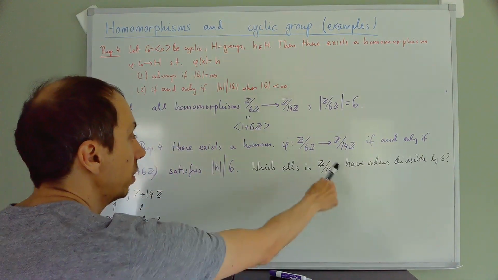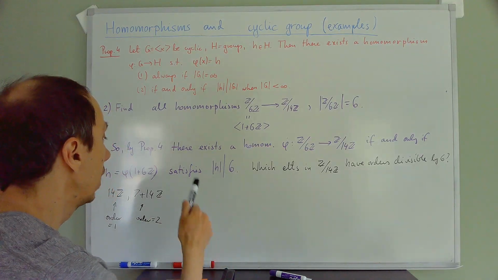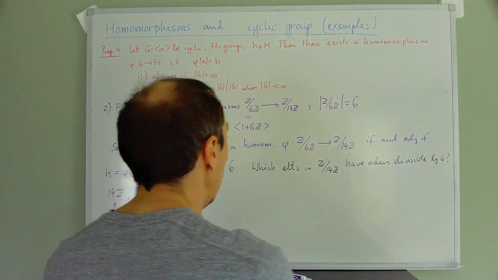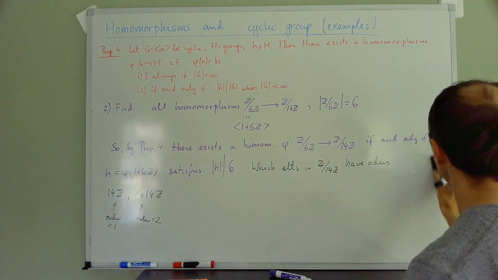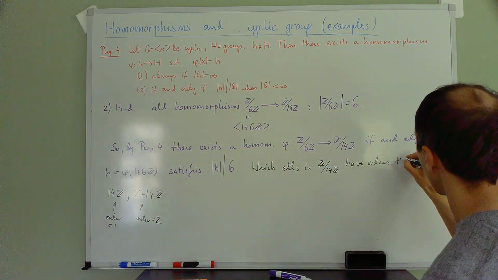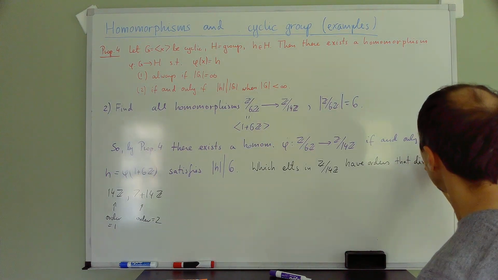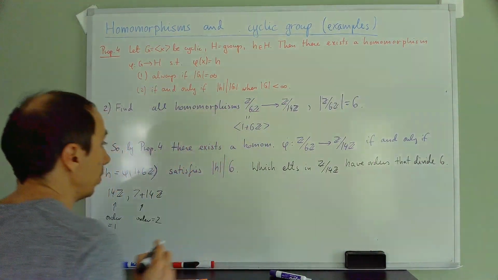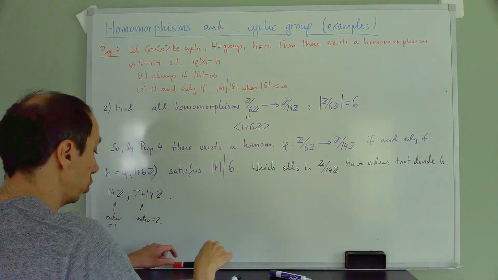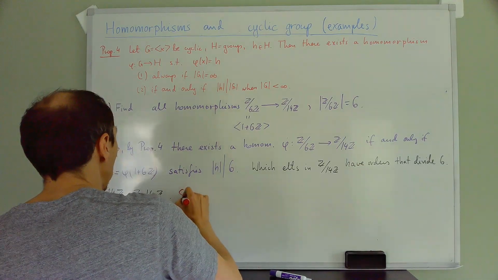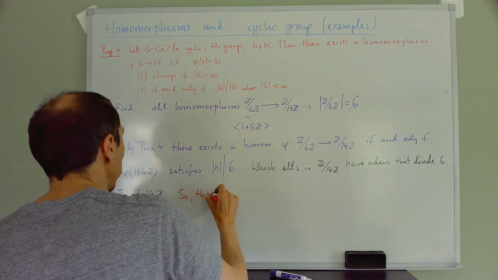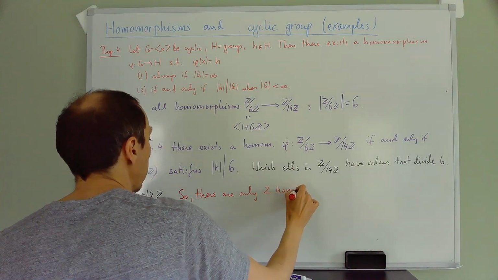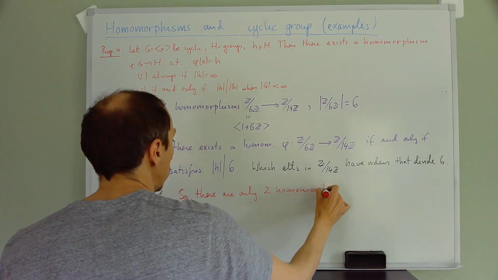No other elements of Z mod 14Z have orders that divide 6. The orders have to divide 6, not be divisible by 6. That's important. It's not the other way around. Only these two elements. So as the conclusion, there are only 2 homomorphisms.